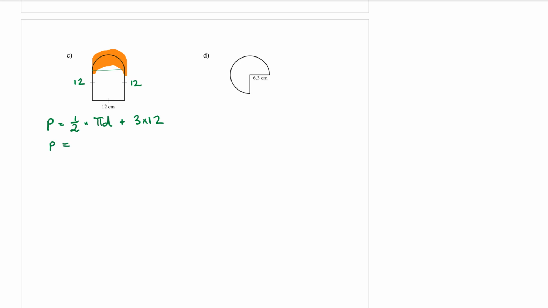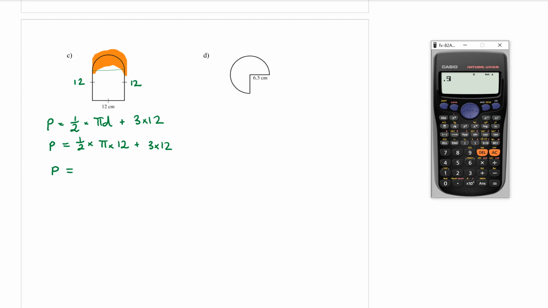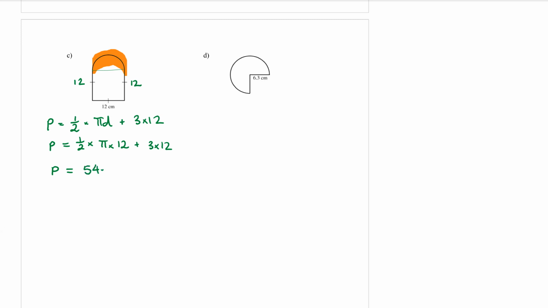Second line is substitute in the diameter. So half times by pi times by the diameter, which is 12, plus the 3 sides that are 12. And calculate. So half times pi times 12 plus 3 times 12 makes 54.85 centimeters.